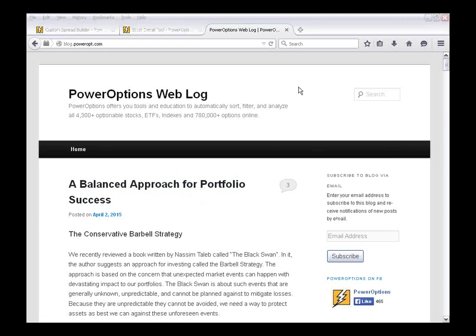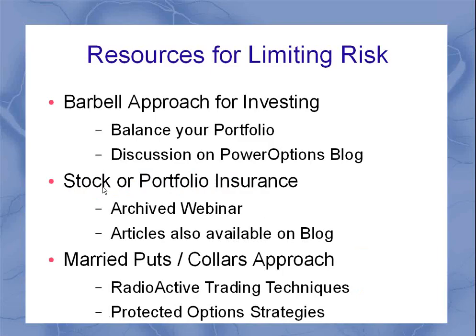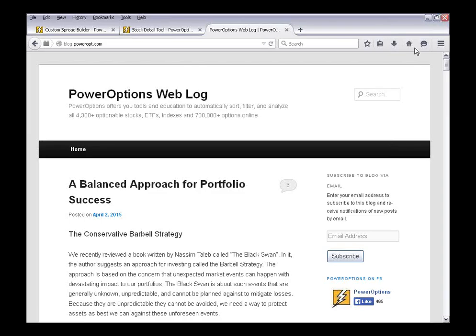Okay, some of the other references that we have for you, we talked about that stock or portfolio insurance. If you go back to the blog, inside the blog there, you've got the search view up here, and I can put stock or portfolio insurance into the search field, right up there at the top. So we put that in there at the top, and then we go ahead and submit that.